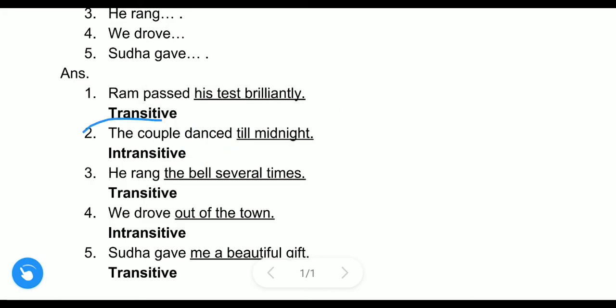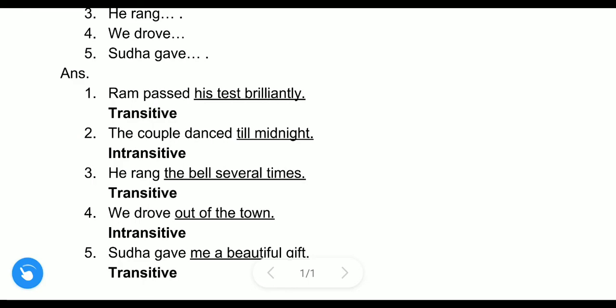Okay, and the couple is the subject. Now we will find whether dance is a transitive verb or an intransitive verb. So let us frame the question with what: what the couple danced, or you can say, what did the couple dance?